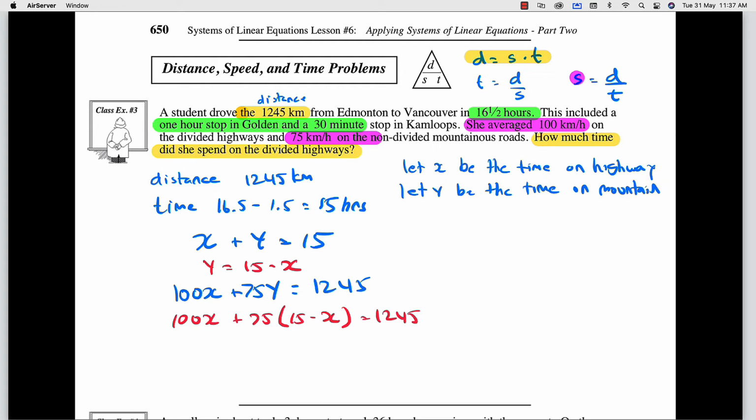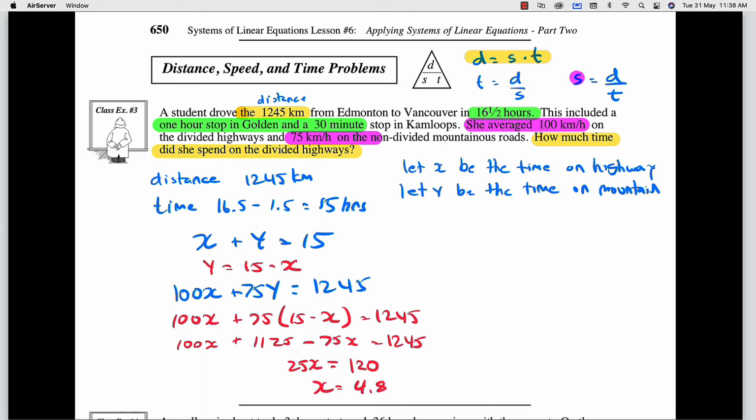So we end up with 100X plus 1125 minus 75X equals 1245. Subtract both sides by 1125, and I get 120 over on the right. Gather the like terms. 100 and negative 75 is going to be a 25X. Divide by 25, and we get that X is equal to 4.8.